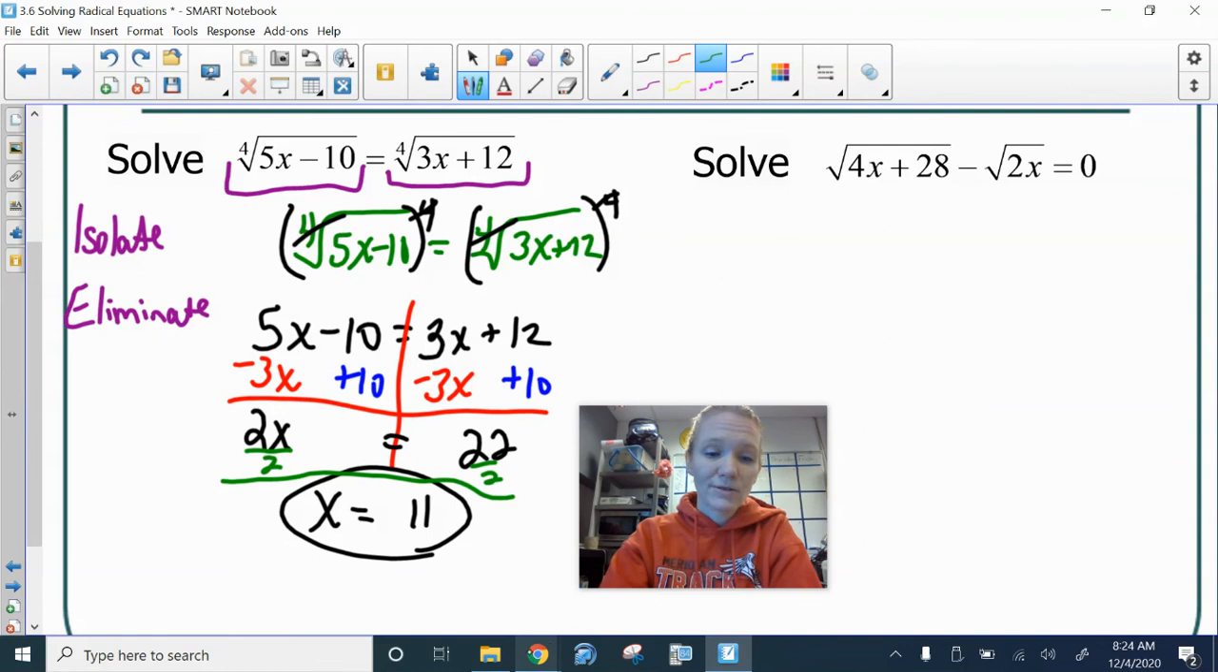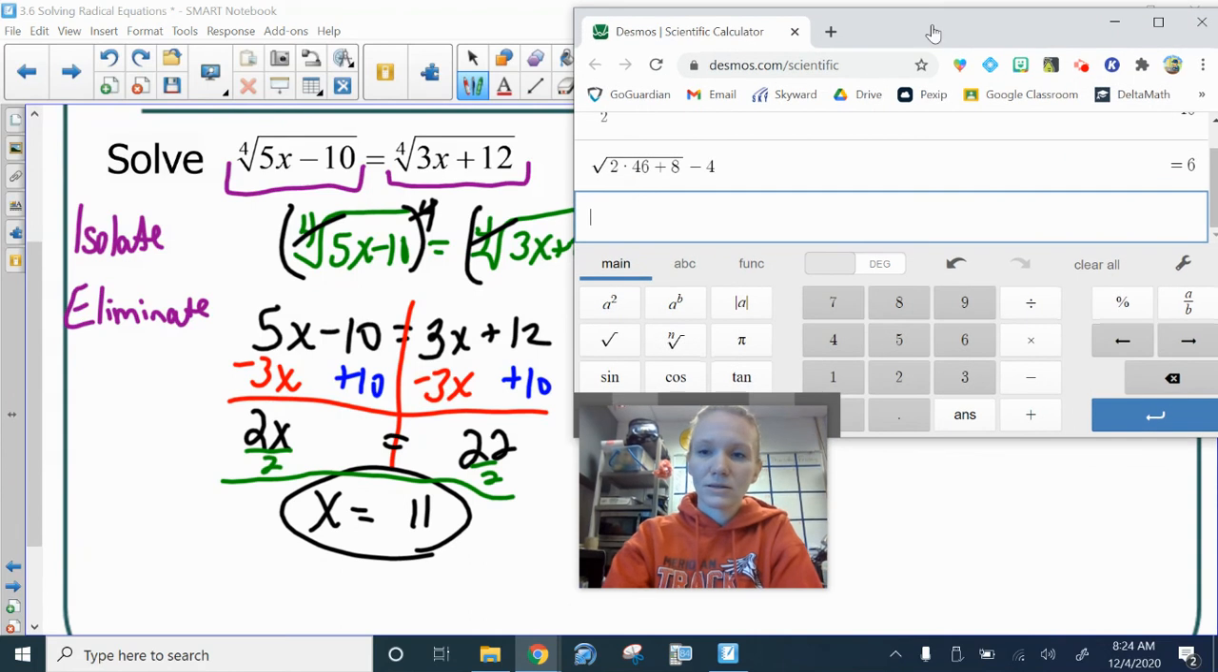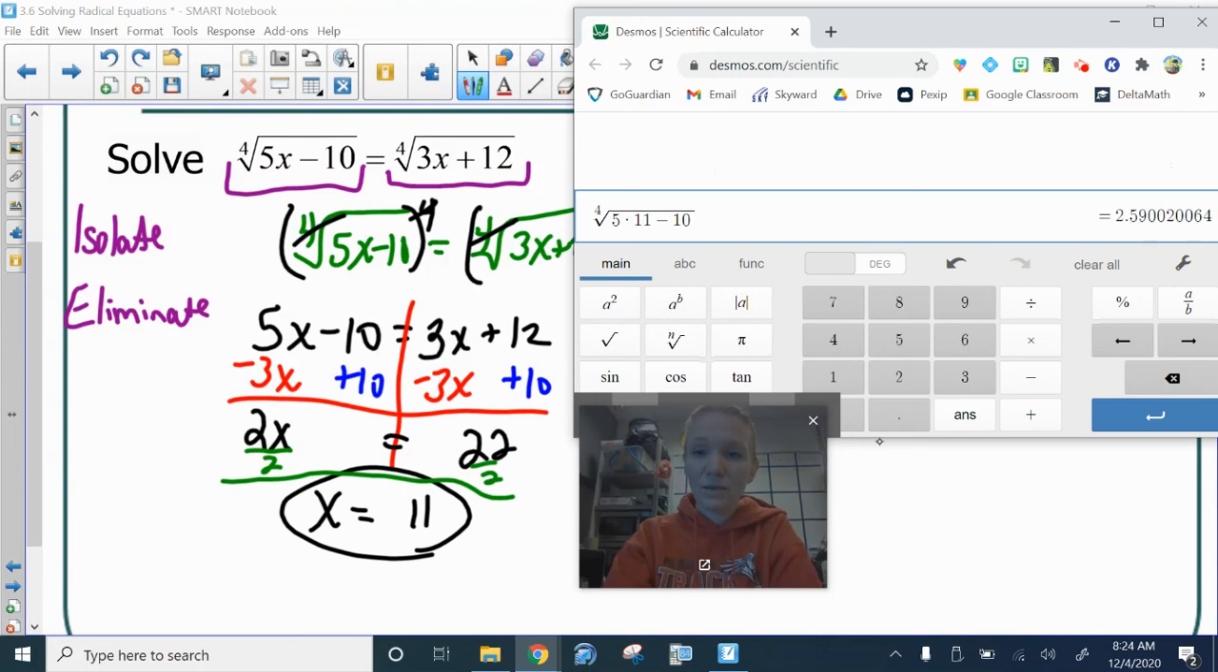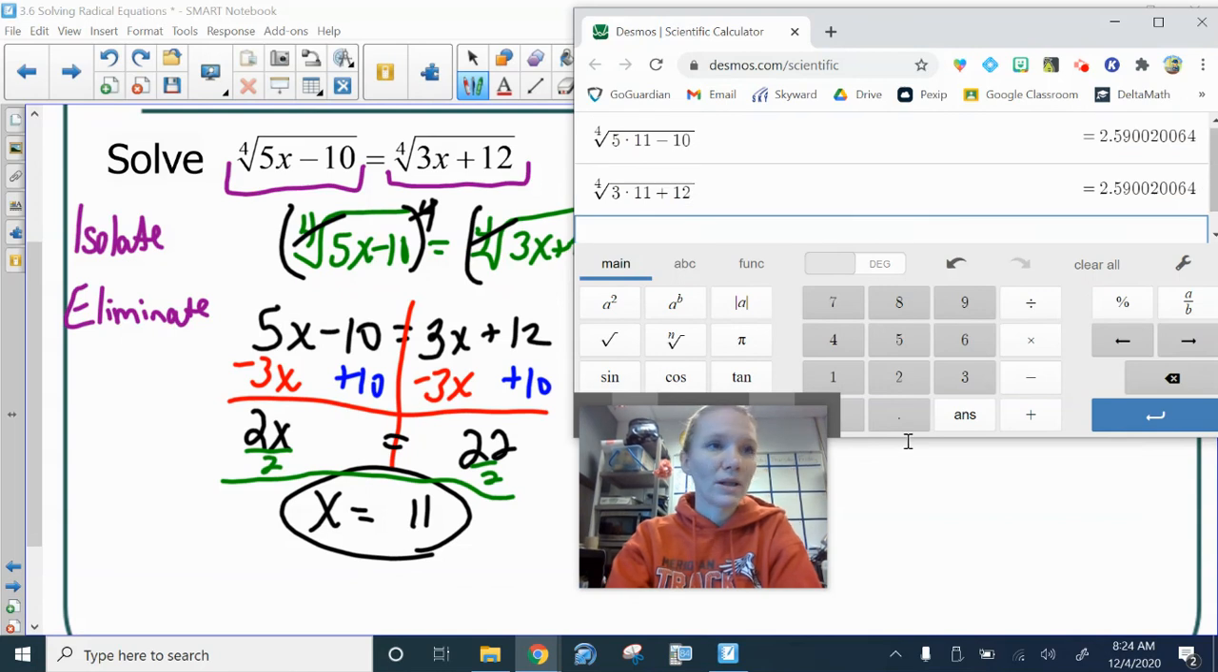Here again, we could double check. Checking this one is actually a little bit harder. So I have my fourth root, so I'm going to push my little n root, fourth root, 5x, so we're saying 5 times 11 minus 10 is in one side. So I get this decimal, 2.59. I need to make sure that the other side, the fourth root of 3 times 11 plus 12, gives me the same answer. And sure enough, it does. I can see these are the same. So when I plug it in, I know that my answer is correct. So you can absolutely check to make sure you're doing them right.